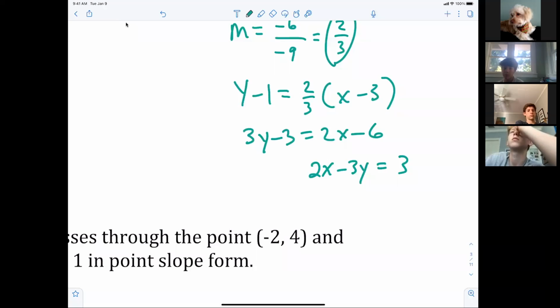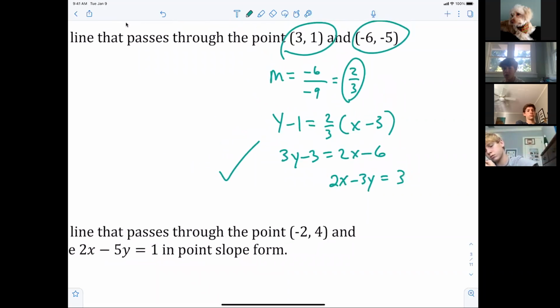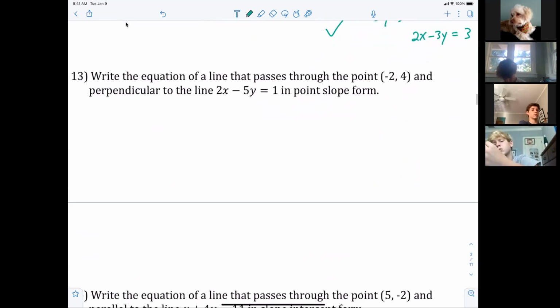Everybody happy with that explanation? If you can do that, you're in great shape as far as lines go. If there's a problem, just tell me and let's correct it. Yes, sir. I got the same thing, but from there, everything is divided by 3. So I got 2/3 x minus y equals 1. You can't have fractions, right? So you just multiply everything through by 3. Okay.